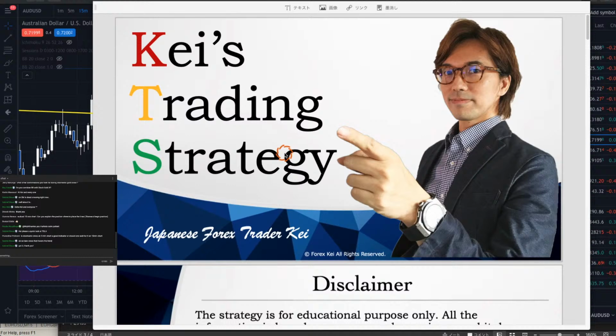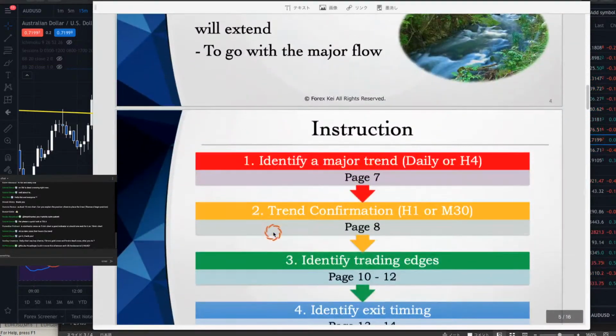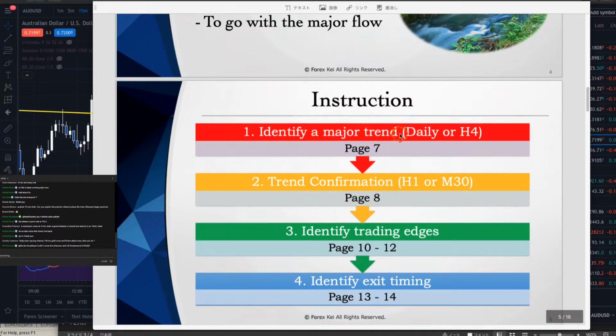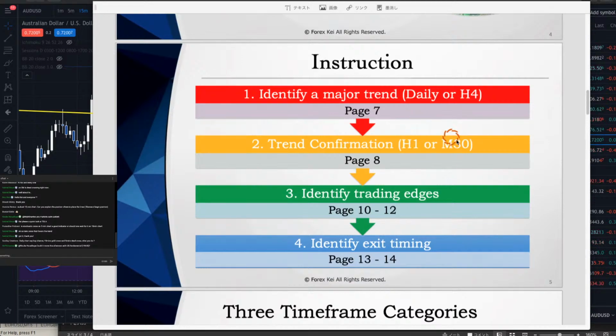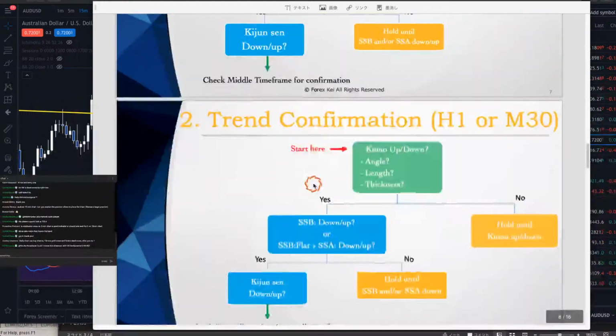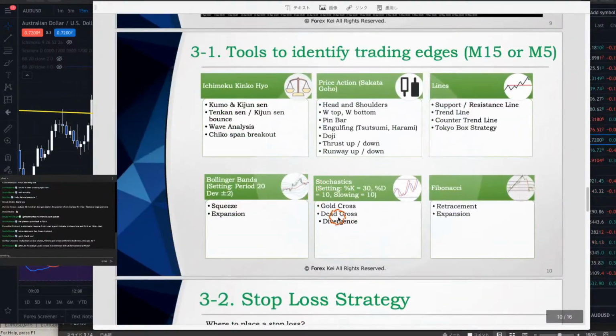Okay, so anyways, this is a PDF that you can download for free from the link below, and here I talk about all these things that I talk about today. I look at the major trend direction, daily or 4-hour, and I confirm it on either 1 hour or 30 minutes. Then I look for the trading edges. For these trading edges, I use these tools and indicators. I use Ichimoku Kinko-hyo, price action, lines, Bollinger Bands, Stochastics, and Fibonacci retracement and extension.